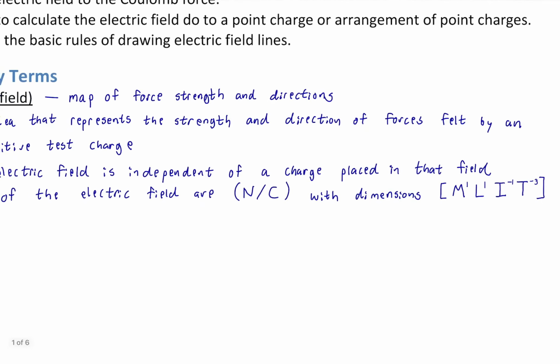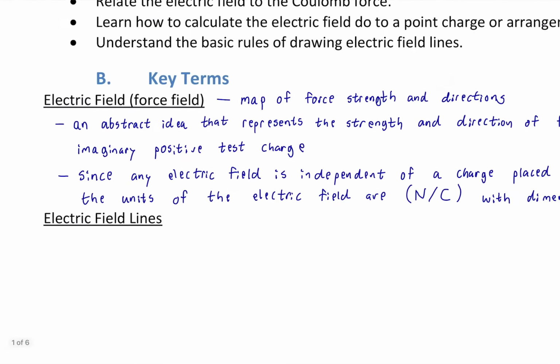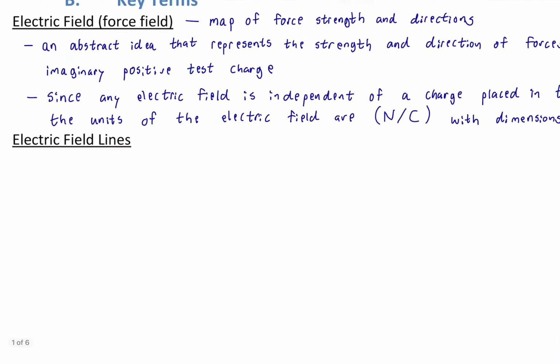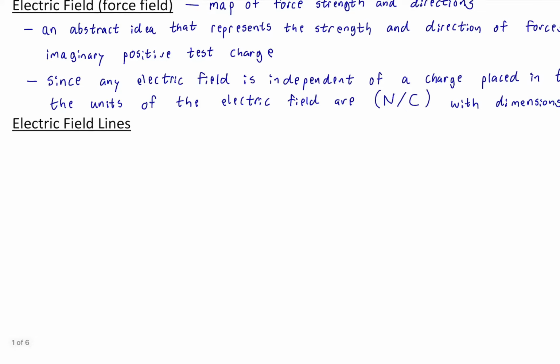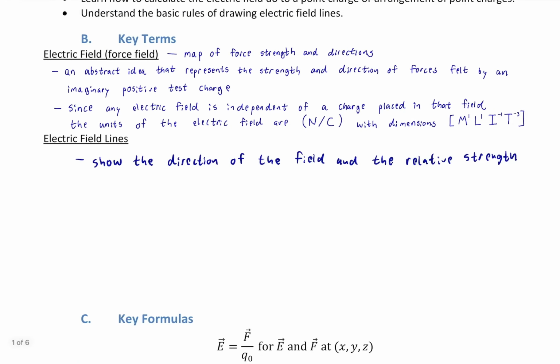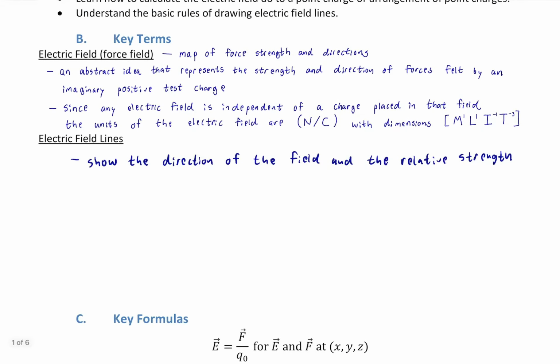Anyway, we're going to move right on to electric field lines. So what do they do? They show the direction of the field and the relative strength. So they just express the electric field. Okay, so you can see the similarity in the definition.